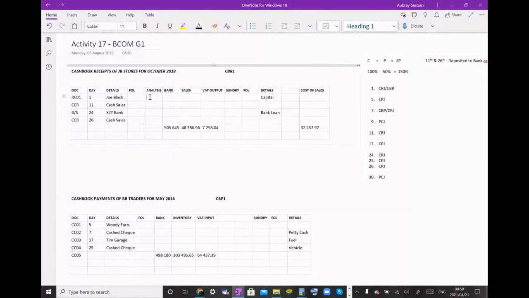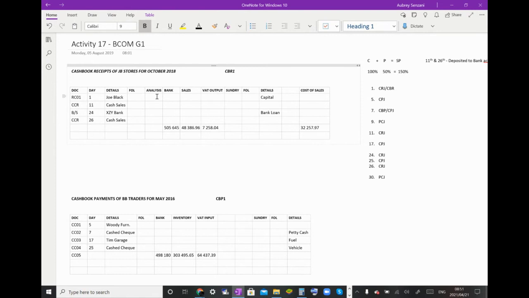So on the 1st, what happened? We had 200,000 that came in from the owner. Okay, so that 200,000, remember, he issued a check. So analysis of receipts. We just put analysis here, but the full thing is analysis of receipts. Analysis of receipts is what goes into your till. This is the till register in the business.